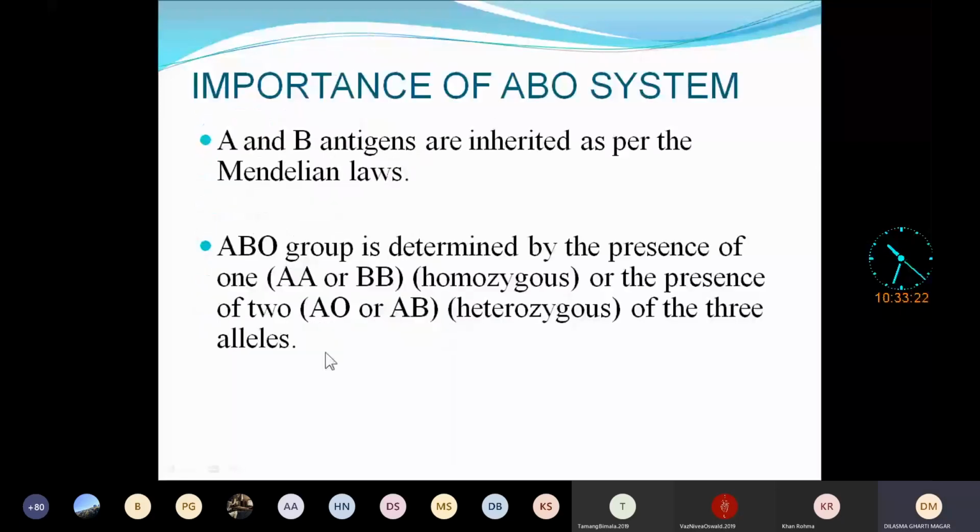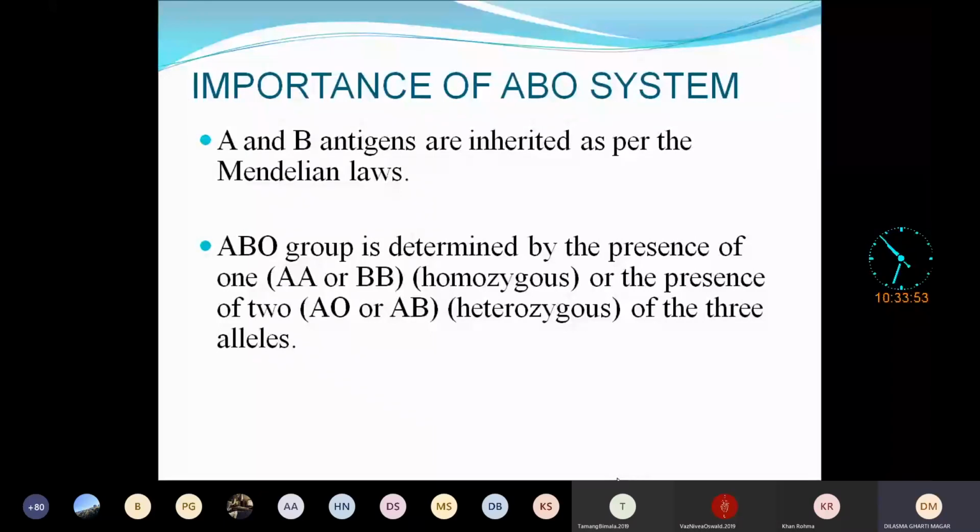So now we'll come to the importance of the ABO system. In the ABO blood group system, the A and the B antigens are inherited as per the Mendelian law. Have you heard about this Mendelian law? Have you heard the name? Yes, ma'am. Okay.